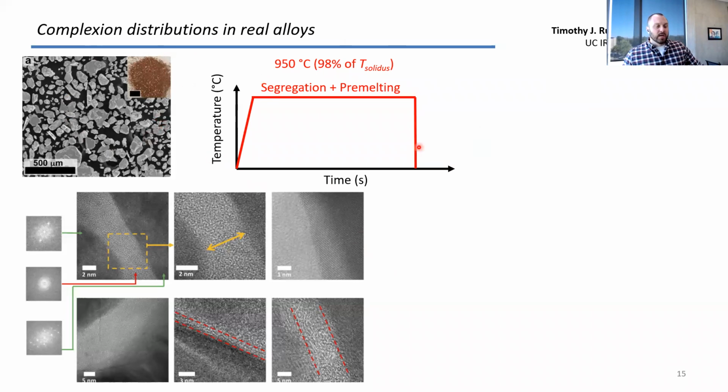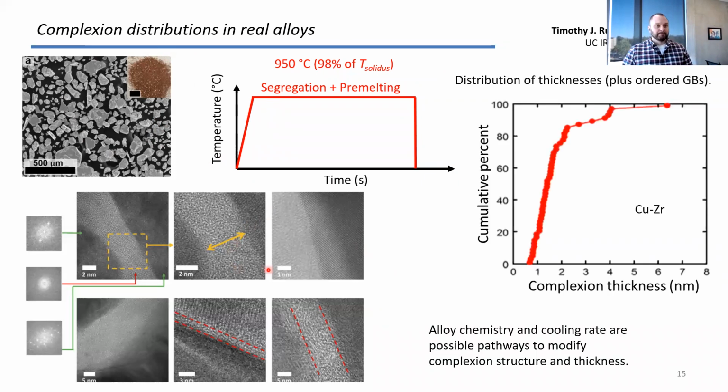boundaries and quench down, we see these amorphous complexions. But I didn't mention before, and I want to point out now, that although we find them within our microstructure, they're not all the same thickness. So we get different thicknesses within our microstructure. For example, for a copper zirconium alloy, we'll have some distribution. Some boundaries are ordered and haven't transformed. And then we get a distribution of thicknesses that can be 1 nanometer, 2 nanometers, up to about 5 or 6 nanometers. So there's some variation inside of that structure.